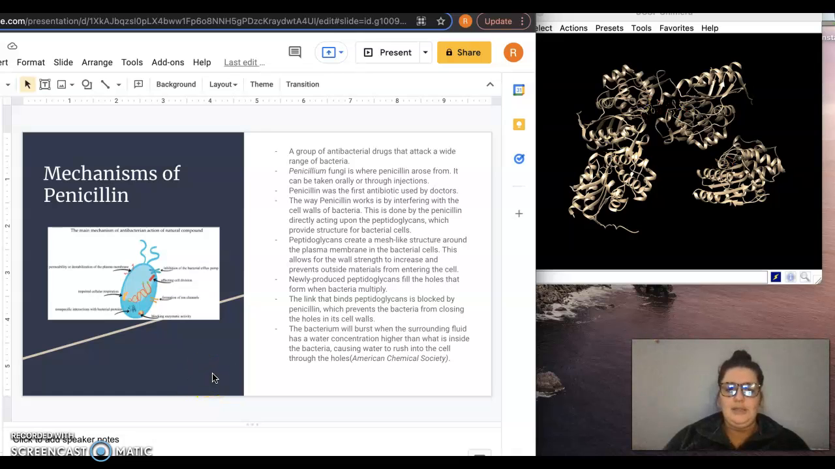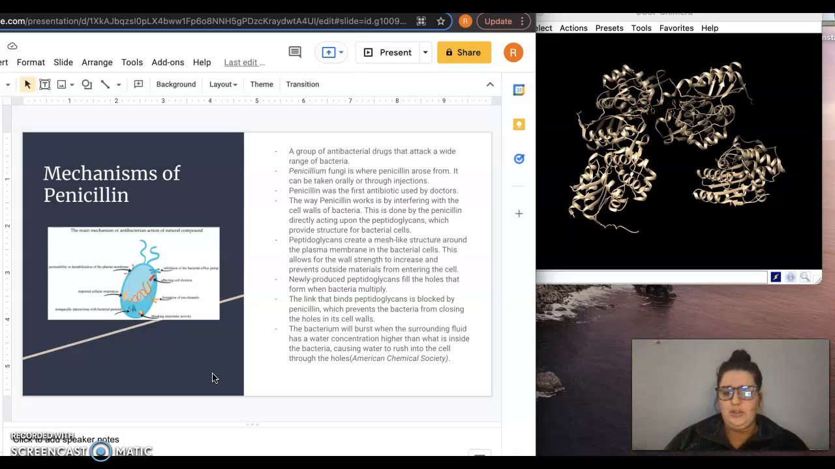So the mechanisms of penicillin: it's a group of antibacterial drugs that attack a wide range of bacteria. Penicillium fungi is where the drug penicillin arose from. It can be taken orally or through injections. It was the first antibiotic used by doctors, and the way it works is by interfering with the cell walls of bacteria. This is done by the penicillin directly acting upon the peptidoglycans, which provide structure for the cells of the bacteria.